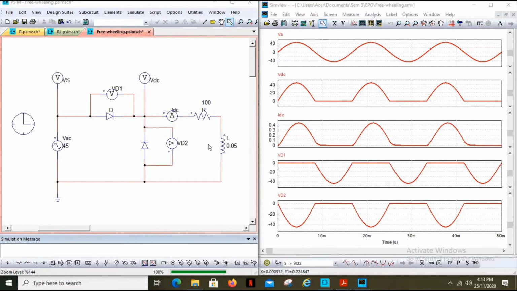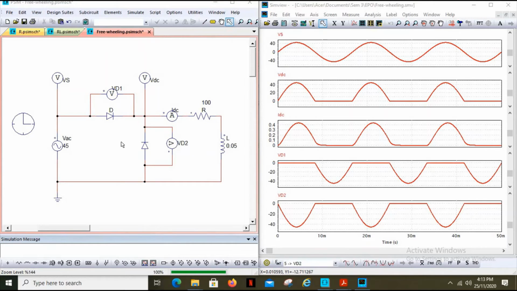First, let's look at the voltage source. The voltage source did not change much because it is the source VAC, so it has a complete waveform cycle. For VDC, you can see that in the positive cycle, it rises and has a value. In the negative cycle, it has no value.